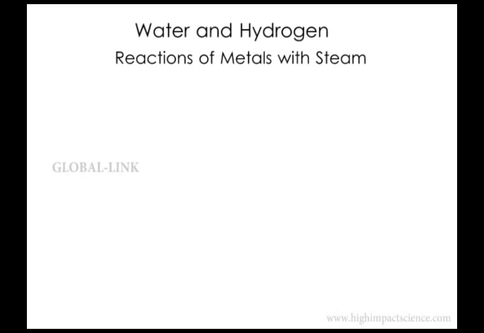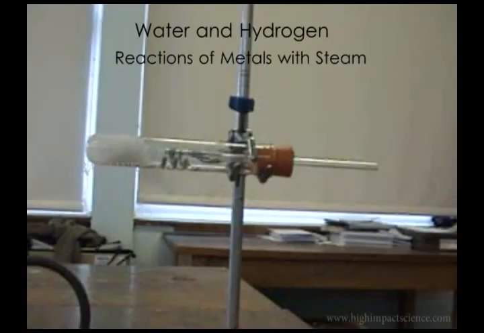Reactions of metals with steam. We saw that magnesium reacted quite slowly with cold water. Let's see what happens when steam is passed over a heated magnesium ribbon. So we have a magnesium ribbon in a boiling tube. At the base, we have cotton wool soaked with water.